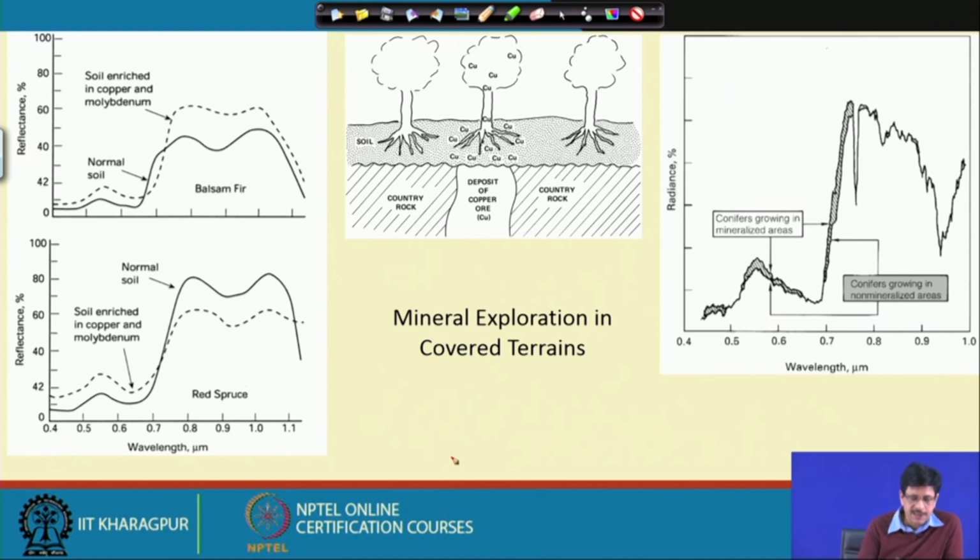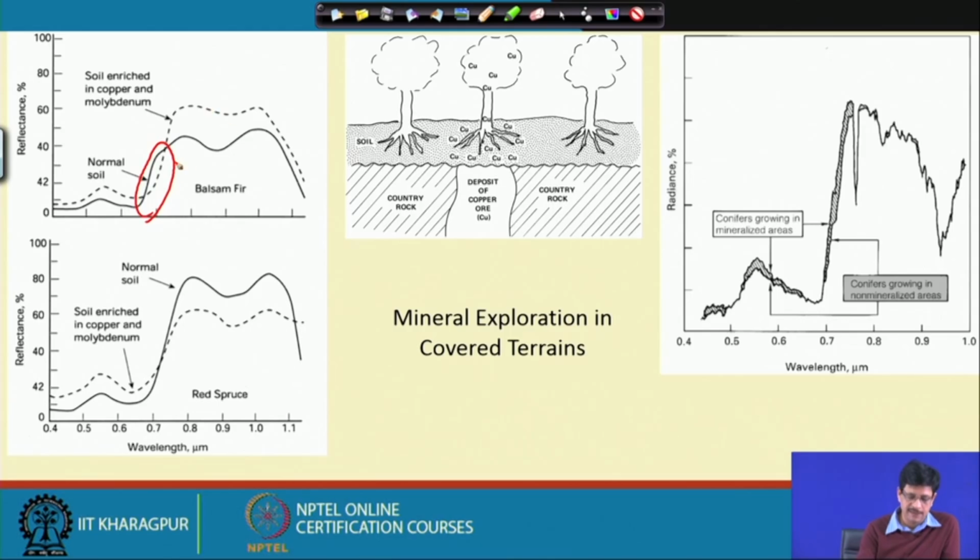In the reflectance spectra of vegetation, we discussed the red edge which is here. This is the red edge. So, this red edge is very characteristic. If we take the total vegetation as a whole, we see that this thick line represents the spectral characteristic of vegetation which is growing on a normal soil, and the dotted curve is showing the vegetation which is growing on a soil which is having copper or molybdenum mineralization.